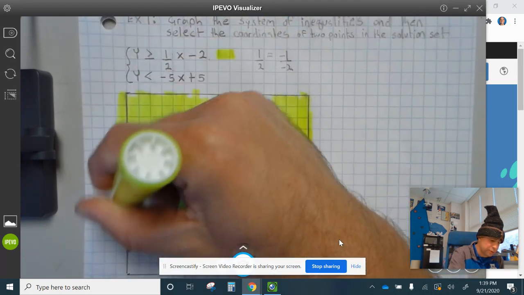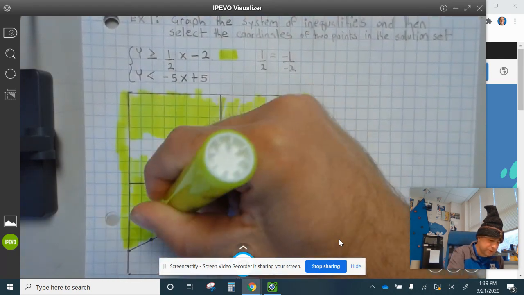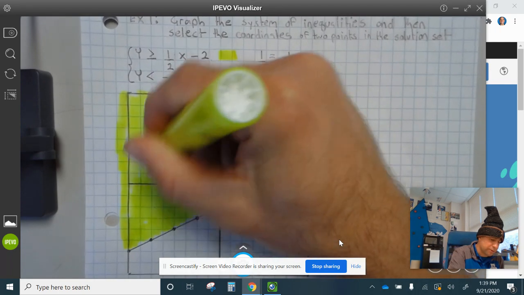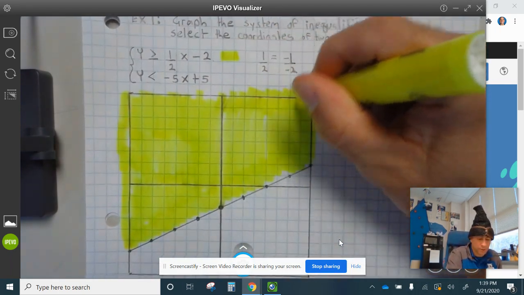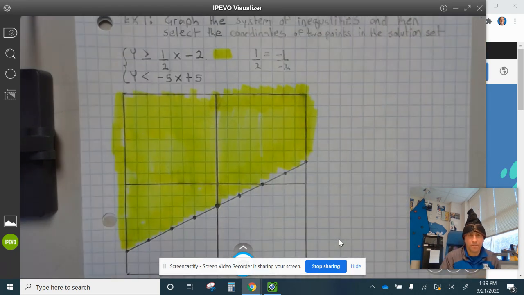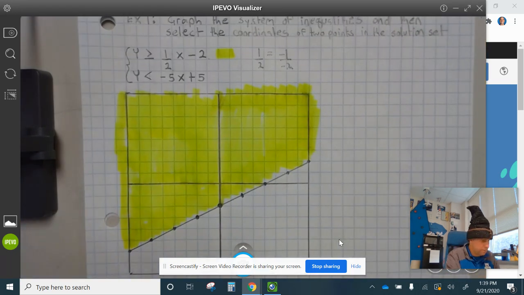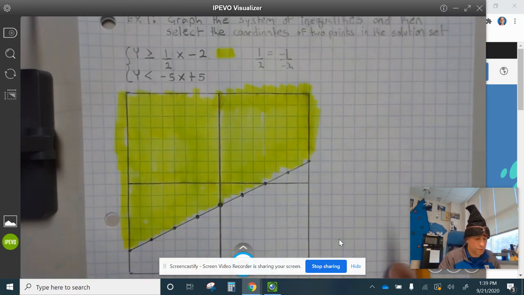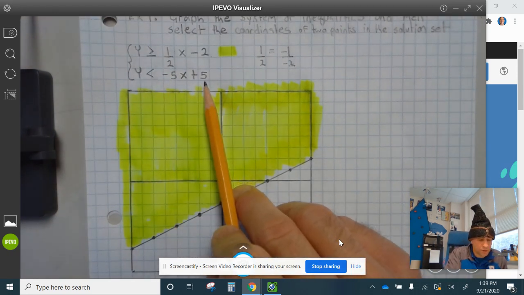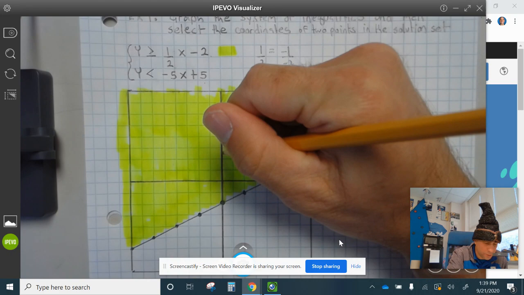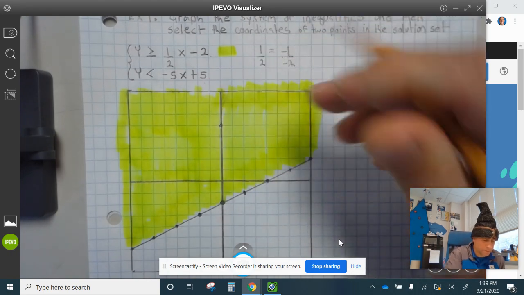Now notice I'm shading outside of the lines because technically this graph expands outside of what's on the grid. All right. Now let's graph the second inequality. So here we start at the y-intercept, which is 5. So 1, 2, 3, 4, 5.